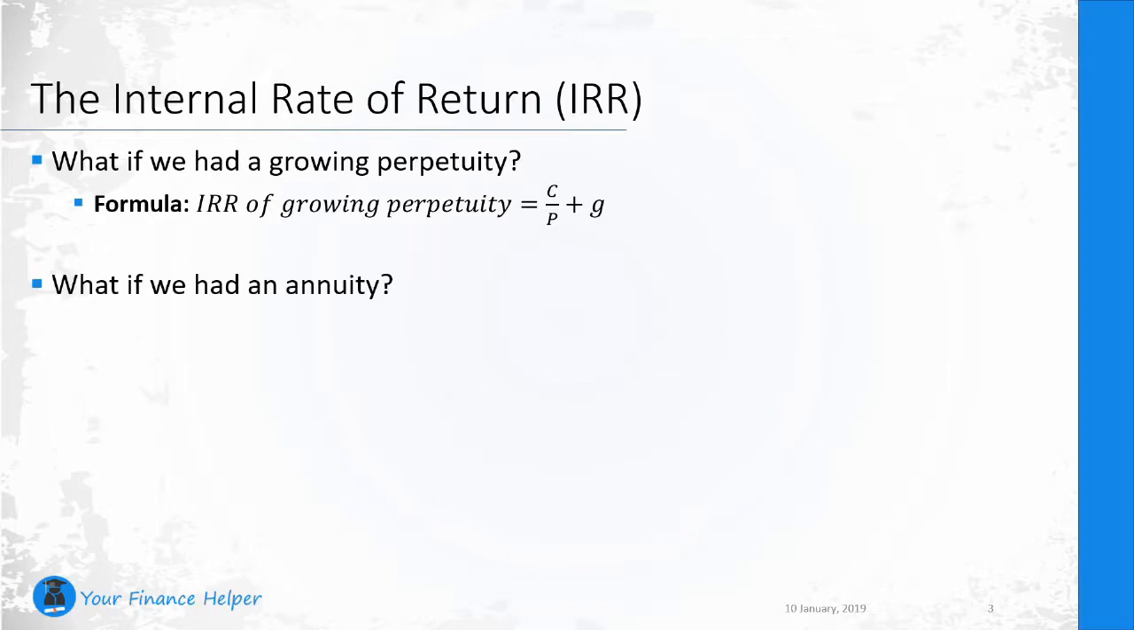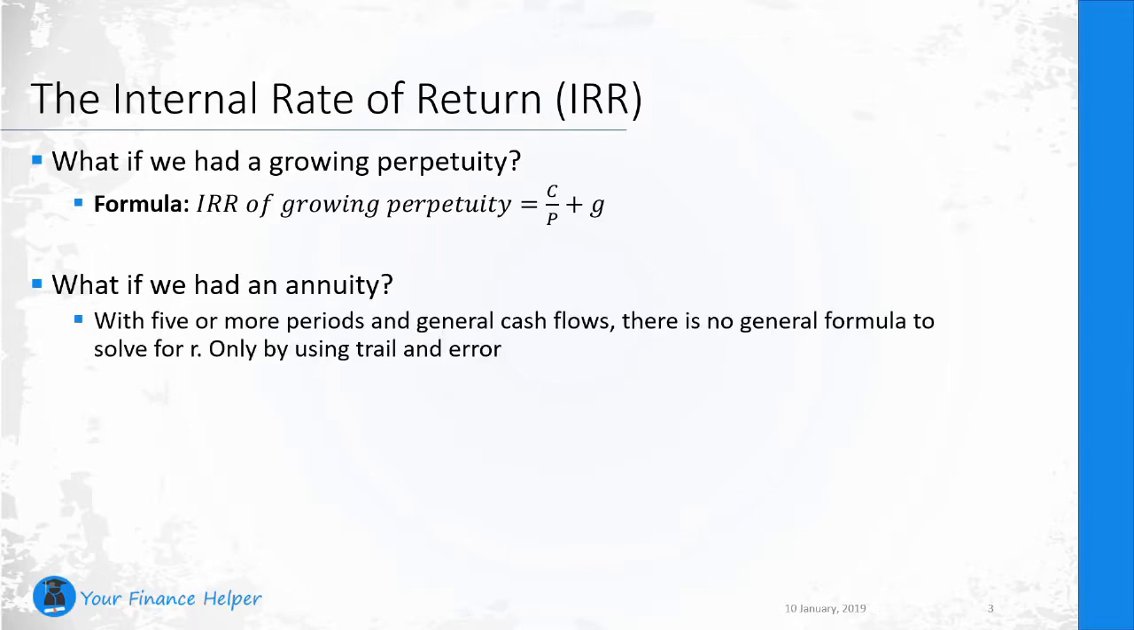What if we had an annuity? Would we be able to derive a formula from the present value of an annuity? Well, with 5 or more periods and general cash flows, there is no general formula to solve for R. Only by using a trial and error approach, which kind of just is when you put in an interest rate and hope for it to be the right one. So that would take ages for you to finish.